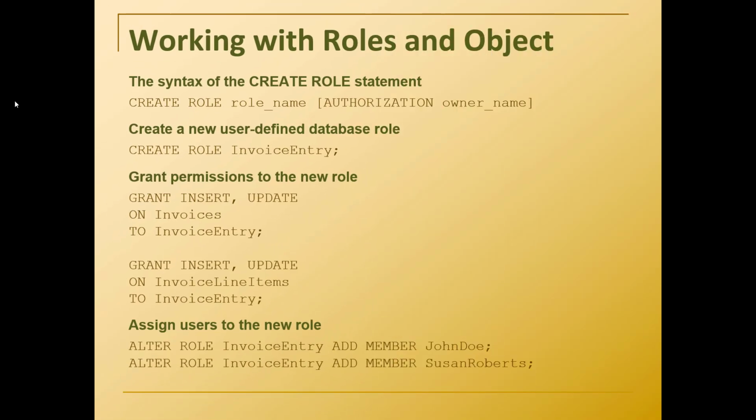Here's the SQL to create a role. It's pretty simple. Create role invoice entry. And now with that role created, grant insert, update on invoices, that would be a table name, to invoice entry, that role. And grant insert, update on invoice items, line items, to invoice entry. And now let's add some users to the role. So we're going to do alter role invoice entry add member John Doe, add member Susan Roberts. That would be the username.